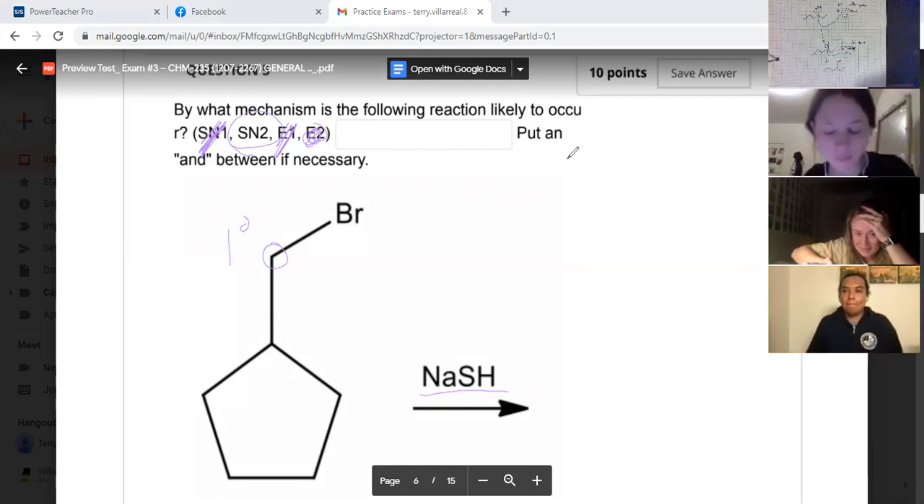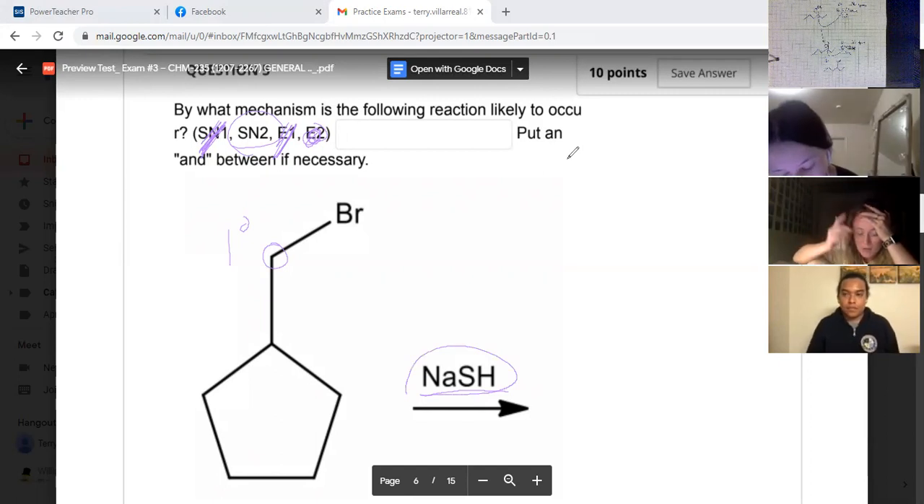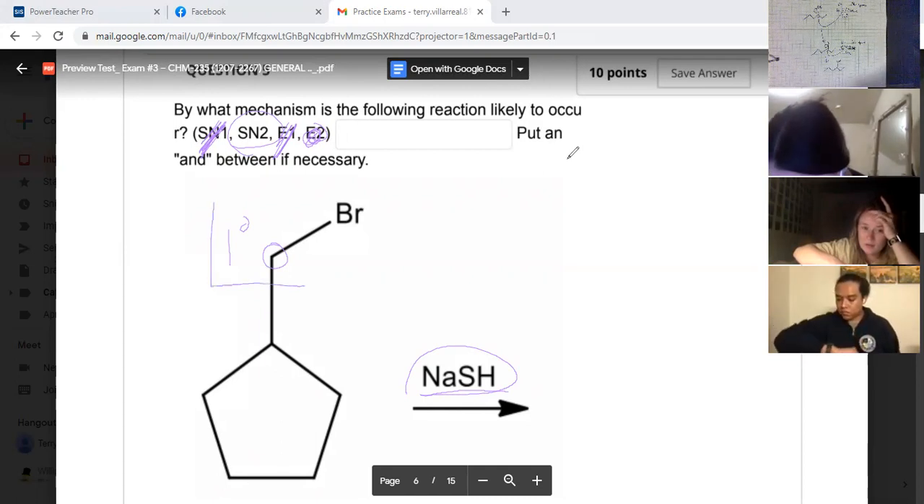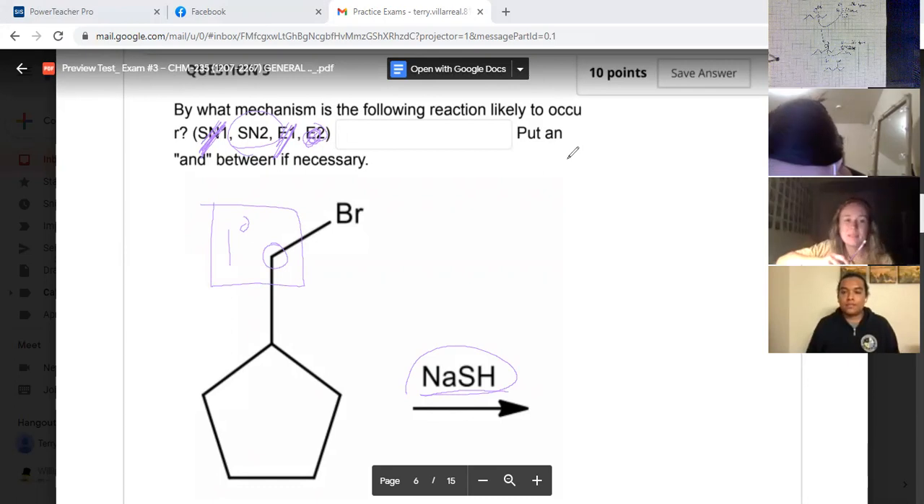So we eliminated E2 because NaSH, is this a good base or a good nucleophile? Oh, nucleophile. Okay. Because remember, to have elimination reactions, you need to have a good base. And then it's a strong nucleophile, so that's why it's not SN1. Well, also, this is a primary. This is the most important thing, right? That immediately eliminates SN1 and E1 if it's a primary.